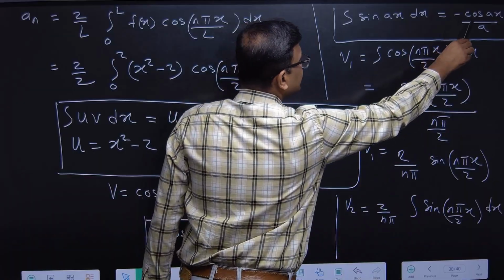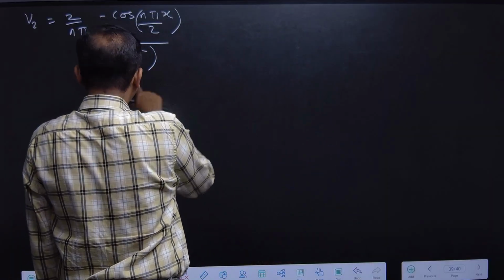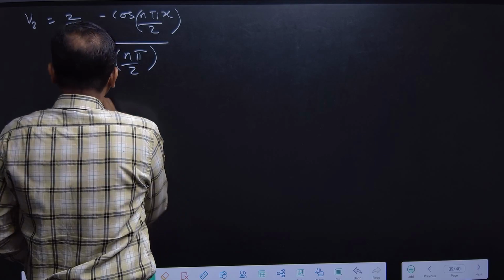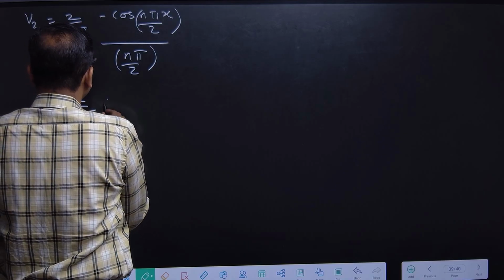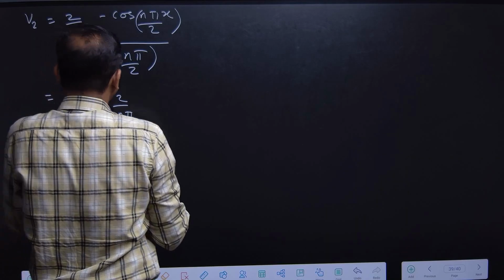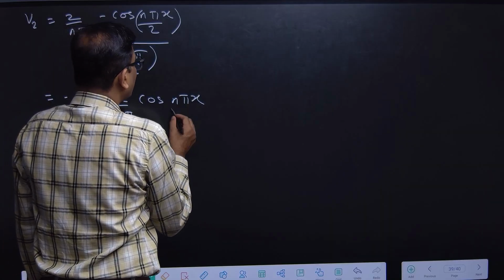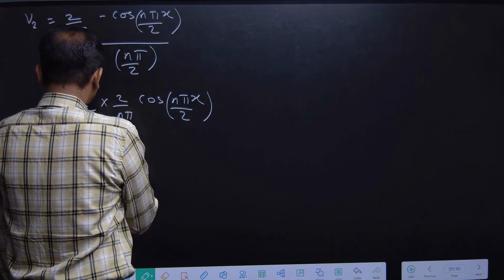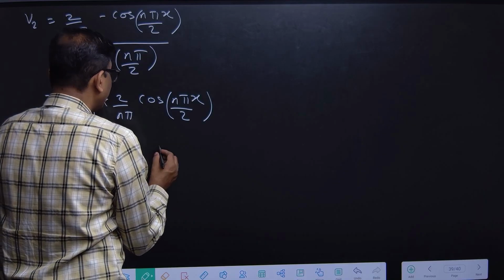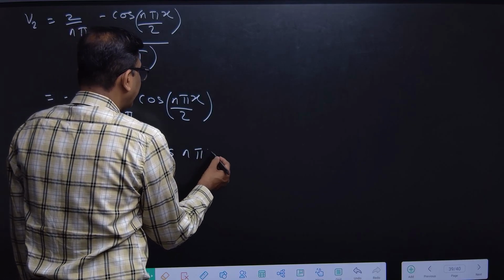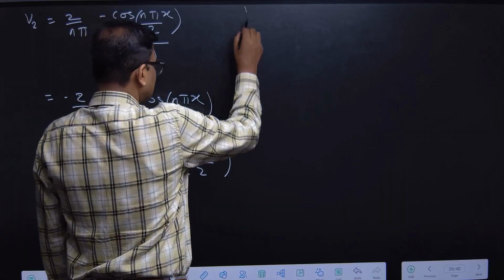So it will be minus cos n pi x by 2 upon n pi by 2. So we get this term n pi by 2. Again, the reciprocal of this n pi by 2 gets multiplied. This minus you can take outside here: minus 2 upon n pi into again 2 upon n pi. This reciprocal of the denominator gets multiplied into cos of n pi x upon 2. So this 2 into 2 becomes 4. N pi into n pi becomes n square pi square into cos of n pi x upon 2 as our V2. We have got V2.